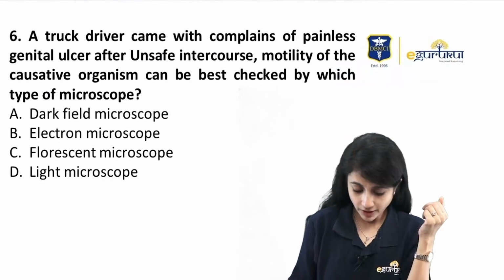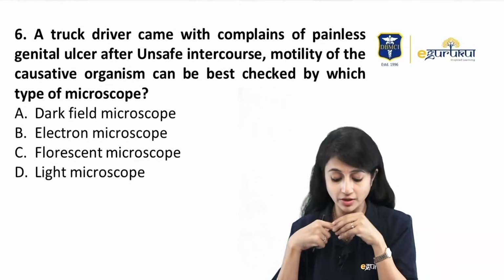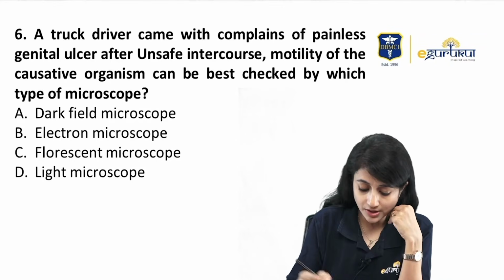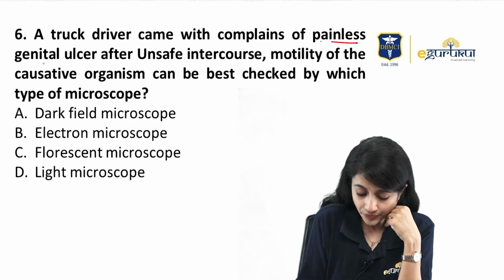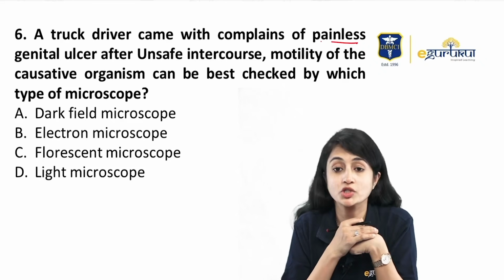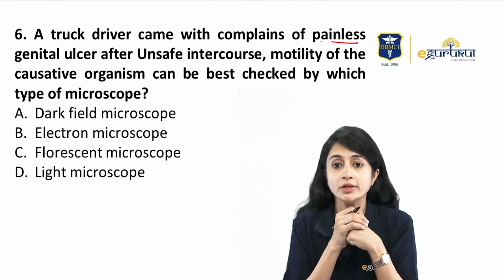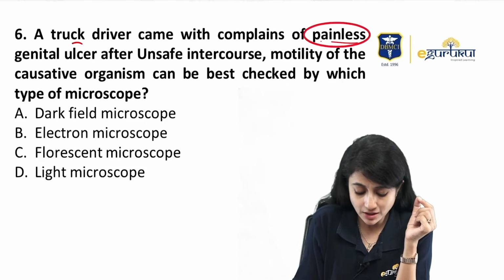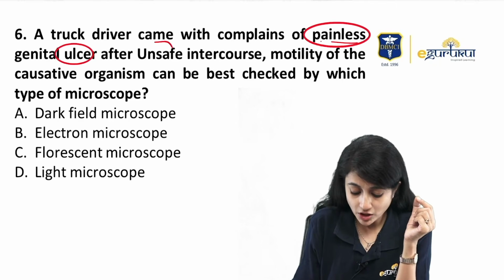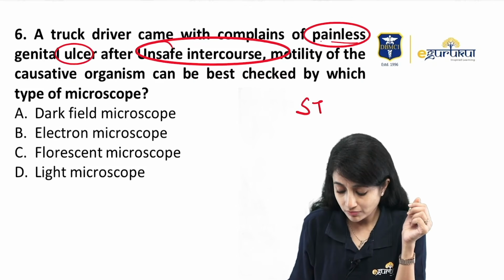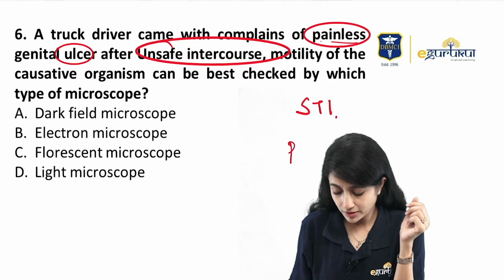So I had one question that a truck driver came with complaint of painless genital ulcer after unsafe intercourse, and motility of the organism can be best checked by which type of microscope. Now here they are giving us a few pieces of information, like there is a painless genital ulcer, which has come after an unsafe intercourse. So I am dealing with an STI and I am dealing with a painless ulcer.